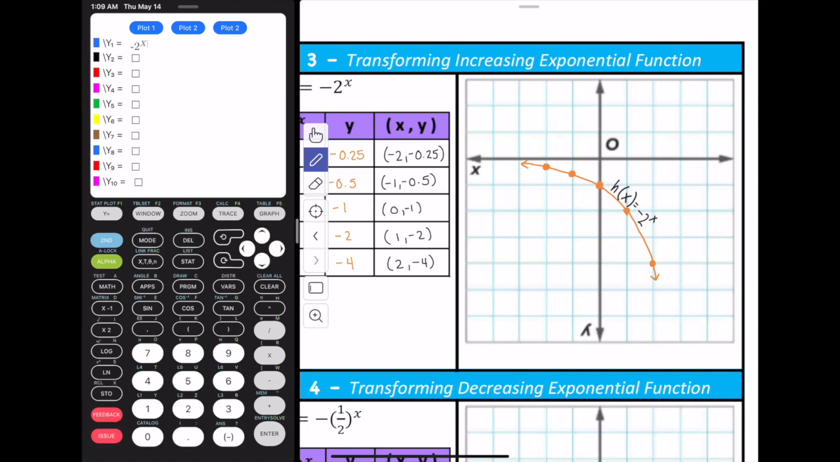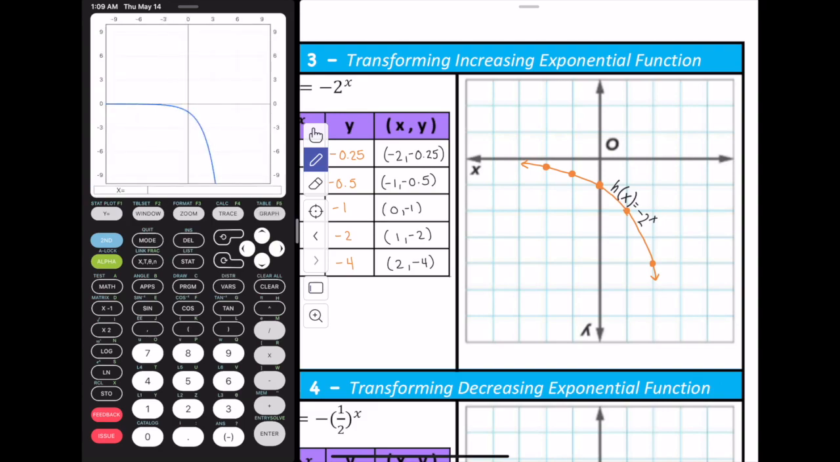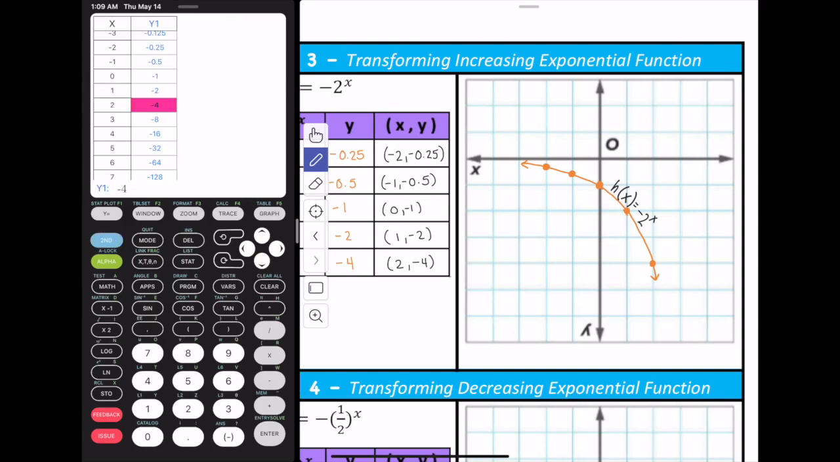Now that you're done plotting that on the coordinate plane, it should look something like this. And I also typed it into the calculator just so we can see what that graph looks like. And it looks visually similar to the graph that we created. I'm going to zoom in a little bit so that we can get a more accurate picture. And then also hit second graph so that we can look at this table of values as well.